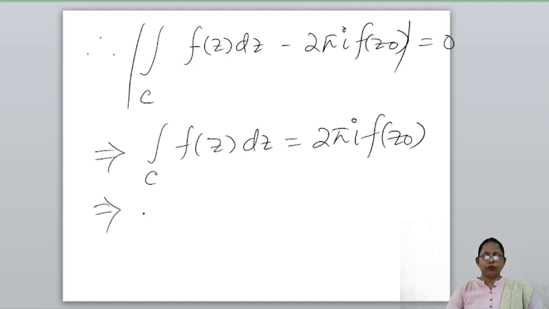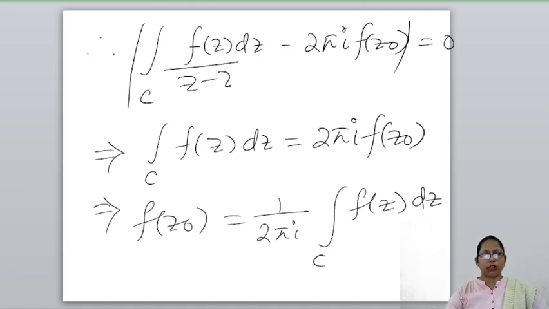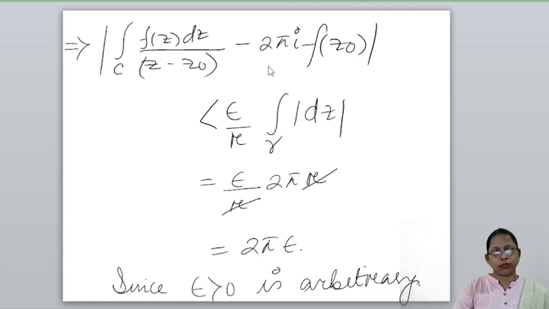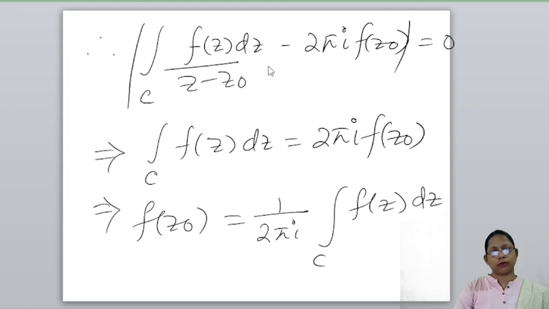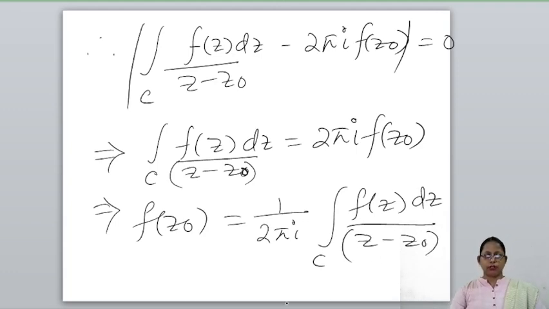If I divide by 2 pi i, then f of z naught equals 1 over 2 pi i times the integral of f(z) dz over (z minus z naught), as the theorem states. I forgot to write this z minus z naught. So this is z minus z naught. This is the proof.